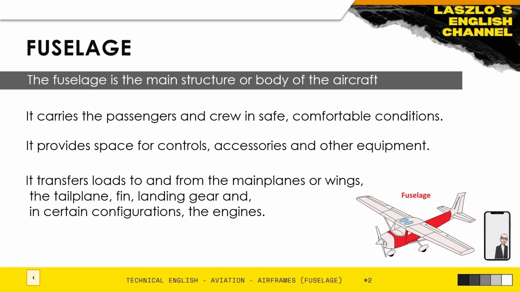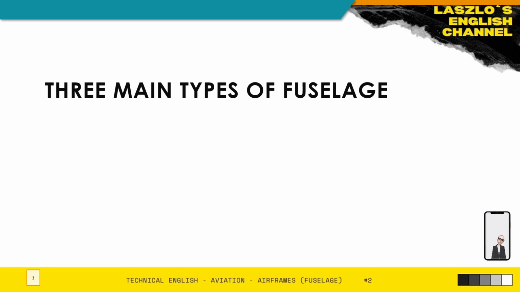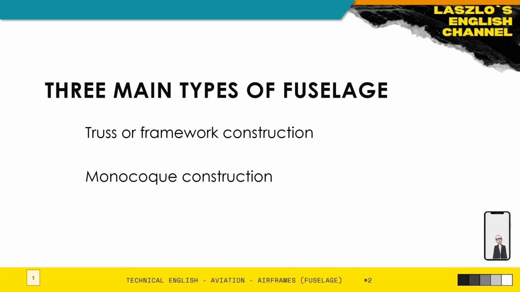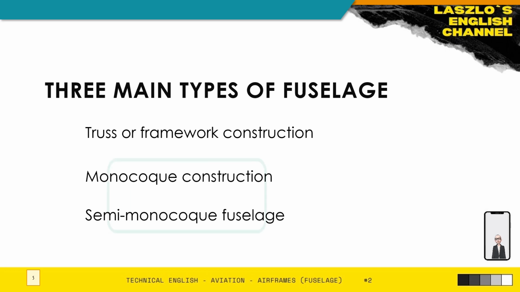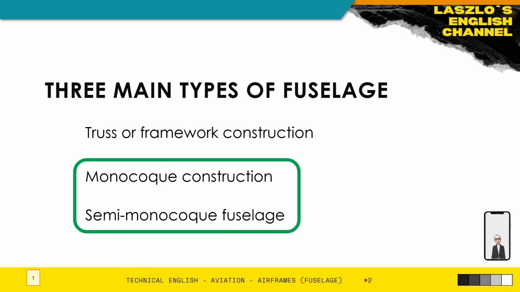There are three main types of fuselage construction. First, there is the truss or framework type, which is generally used for light, non-pressurized aircraft. Then there's the monocoque construction, which was mostly used in the early 20th century. And then there's the semi-monocoque fuselage, which is in use for most aircraft other than non-pressurized aircraft. The latter two types, monocoque and semi-monocoque, are more generally referred to as stressed skin constructions.